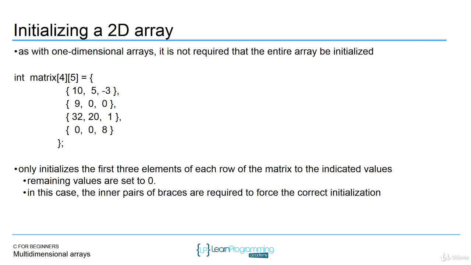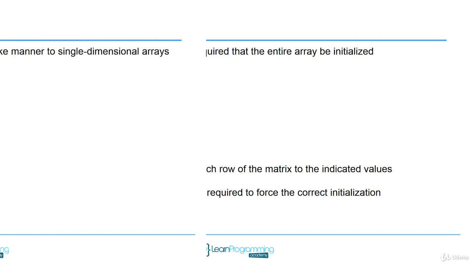So what would happen is this would actually initialize the first 12 elements. So it would initialize all the elements in the first row, all the elements in the second row, and then the first 2 elements in the third row, and the rest of the elements in the third row and the fourth row would be 0. Again, this is a two-dimensional array of 4 rows and 5 columns. It would just do them consecutively. So don't forget the braces if you only want to specify certain initialization elements.